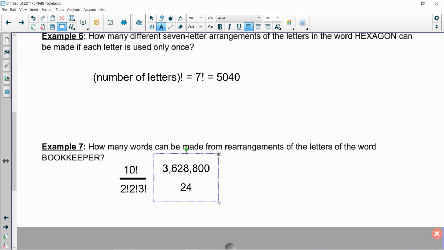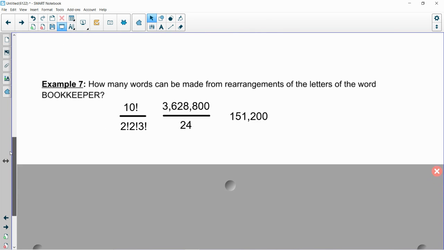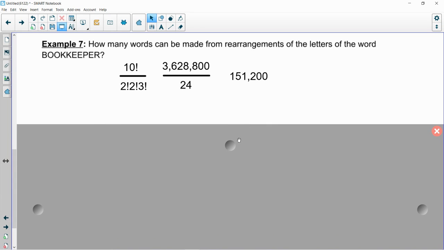Then, when you're ready, you can take your 3,628,800, divide that by 24, and you'll find your solution is 151,200. So this brings us back to this idea of factorial, but also the basic idea of evaluating in algebraic terms and following order of operations, following our PEMDAS rules. We want to be real careful with that.